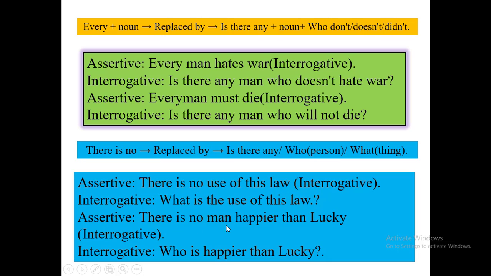Another one, there is no man happier than Lucky. Make it interrogative. Lucky is a person. That's why you have to write who. Who is happier than Lucky? It is noted that if you find no in an assertive sentence and its sense is negative, then you have to make it bare interrogative. That's why, who is happier than Lucky? There is no sign of negative in this sentence.